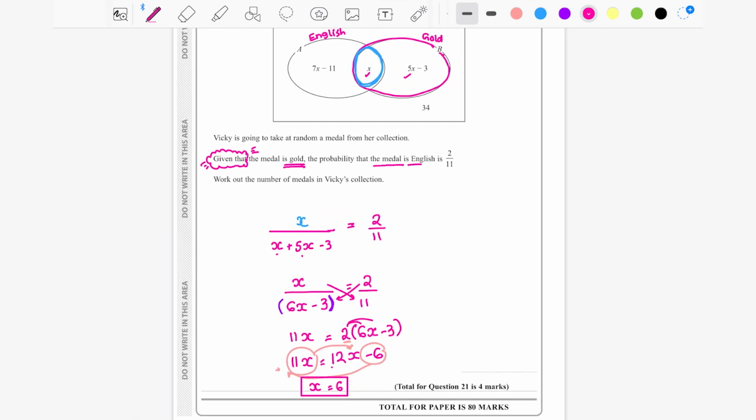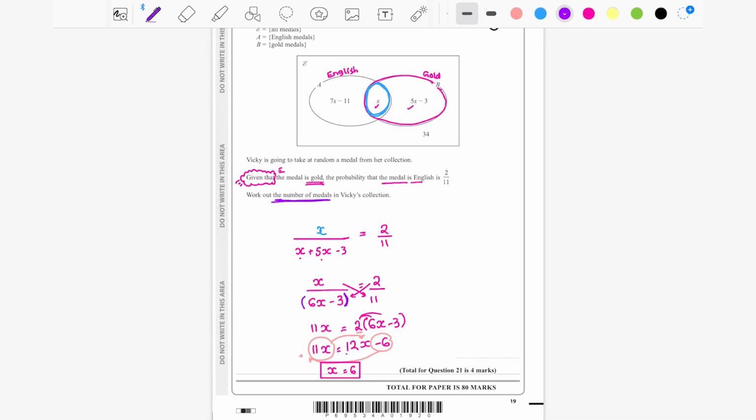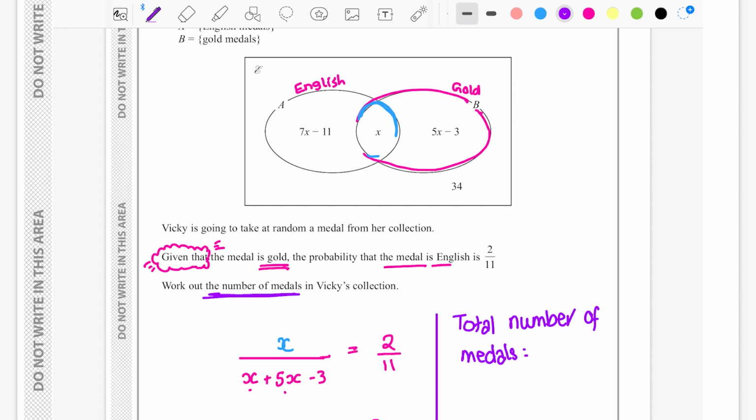Now that I know what x is equal to, let's see what the question actually wants. The question says, work out the number of medals in Vicky's collection. So let's see. The number of medals in her collection is all of this: the 7x minus 11 plus the x plus the 5x minus 3 and a 34. Now that we know what x is, we can then find out the total number of medals in her collection. So let's replace each x with 6 to find out how many medals she's got.